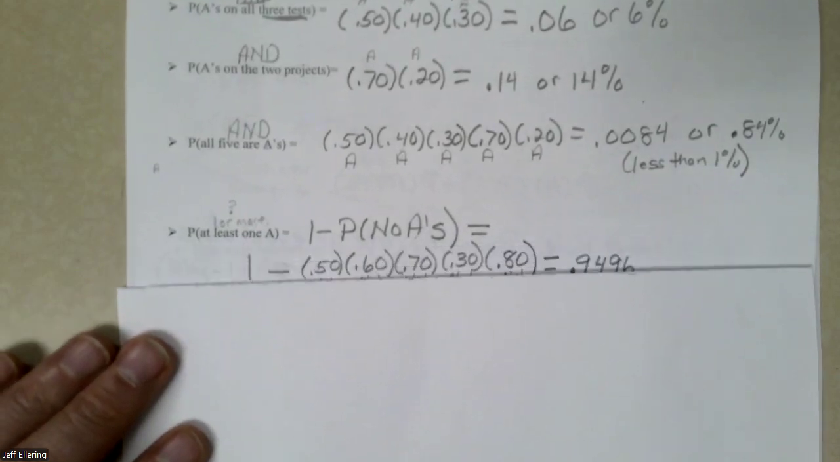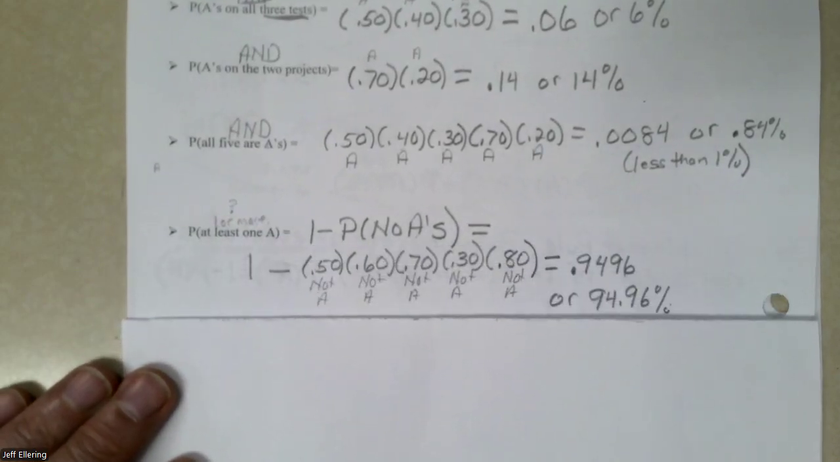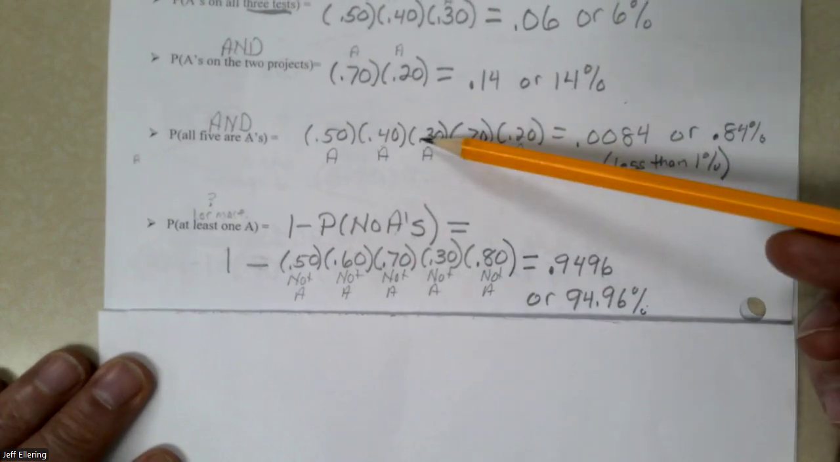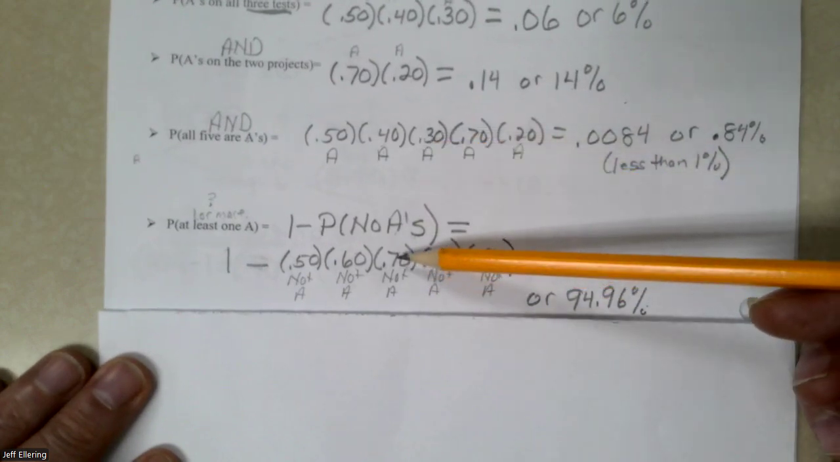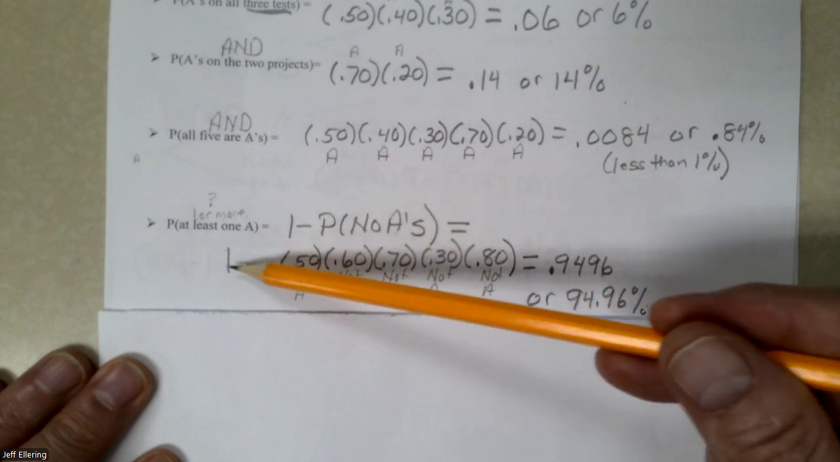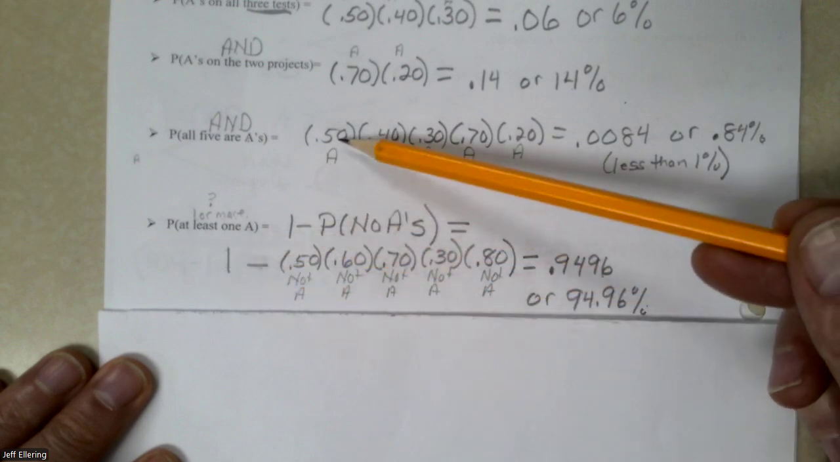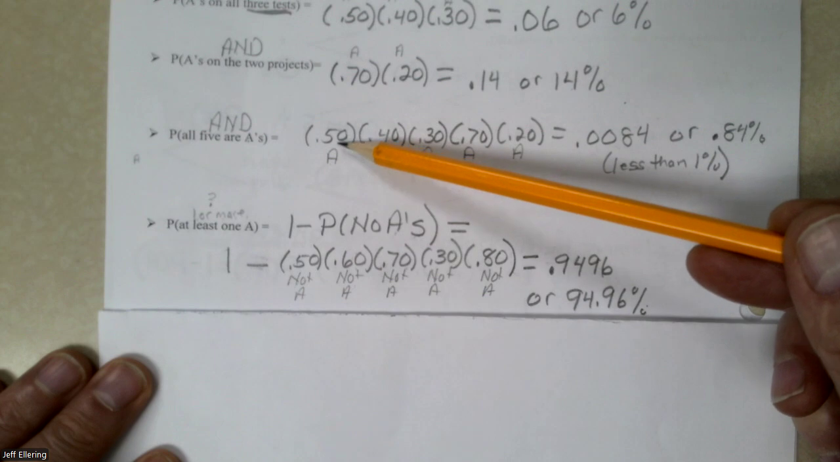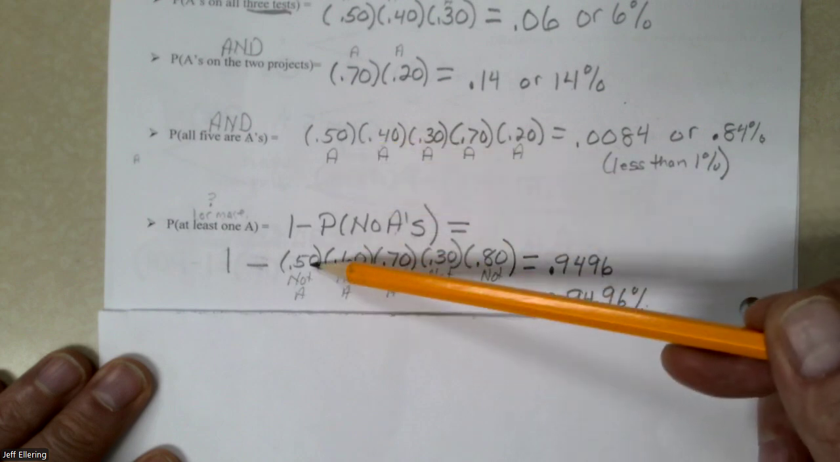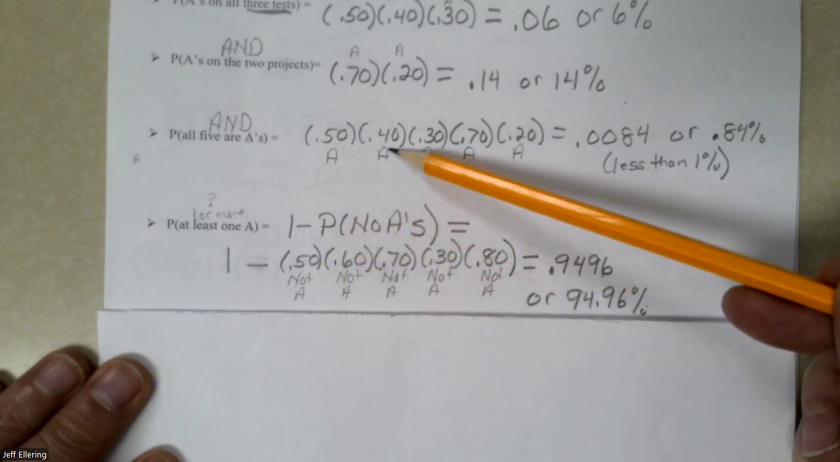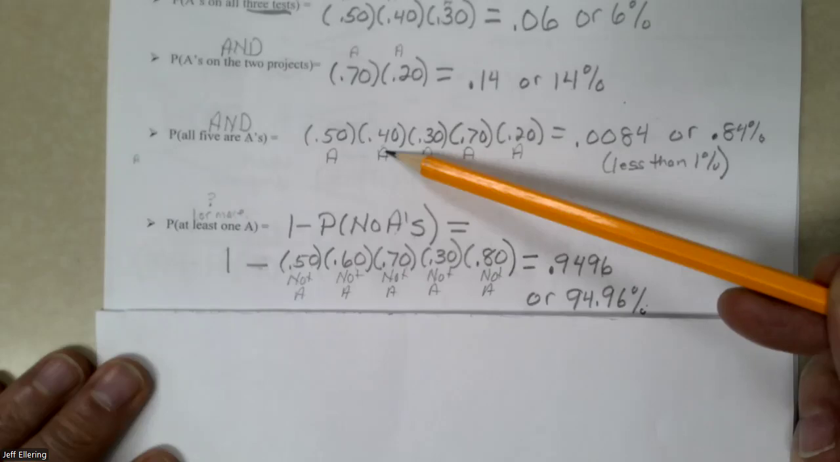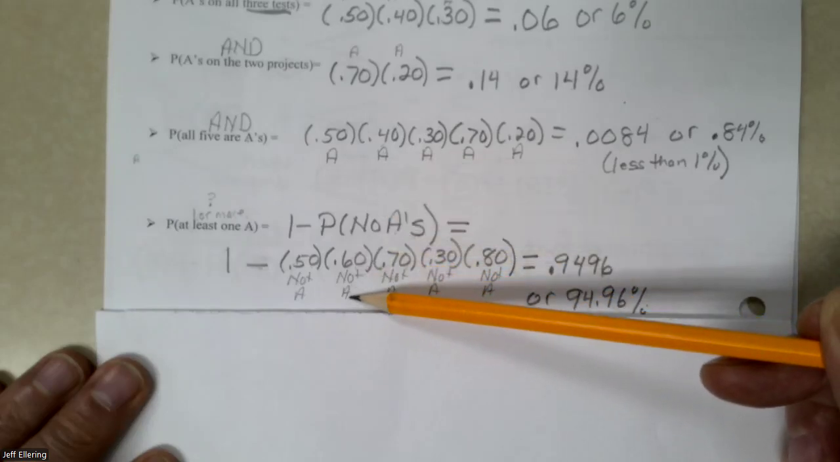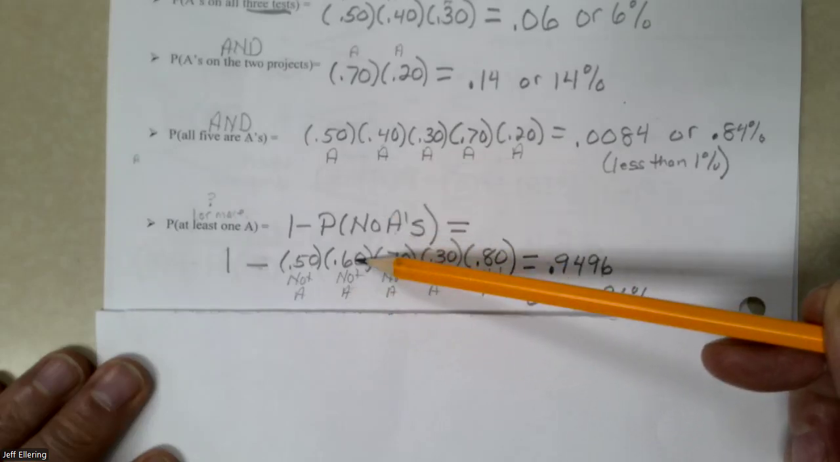So what does that look like? Okay, we have to use the last answer to help us with this answer. So we're going to go 1 minus, okay, now the probability of getting an A on the first test was 0.5. So not an A is 0.5 also. The probability of getting an A on the second test is 0.4. So the probability of not getting an A on the second test is 0.60. Okay, that's what's left over.